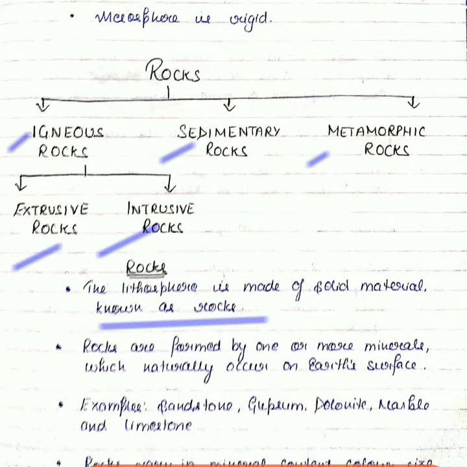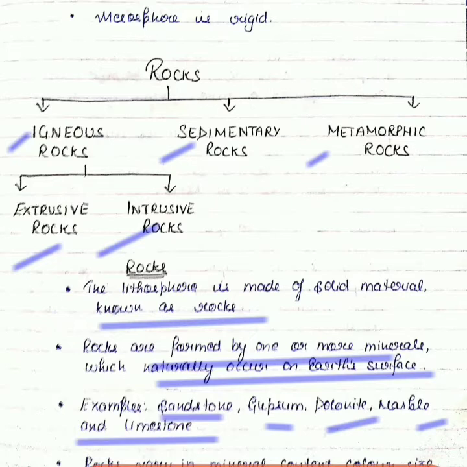Rocks are solid substances formed by one or more minerals which naturally occur on the Earth's surface. Examples of rocks that are found on Earth's surface are sandstone, gypsum, dolomite, marble, and limestone. Most rock forming minerals are silicate. Rocks vary in their mineral content, color, size, and texture.